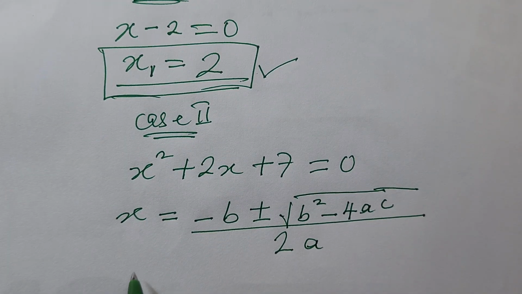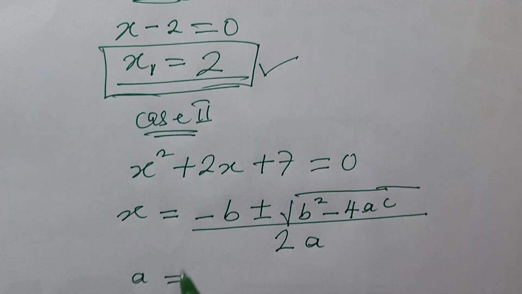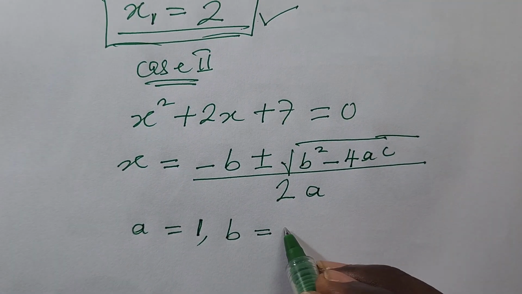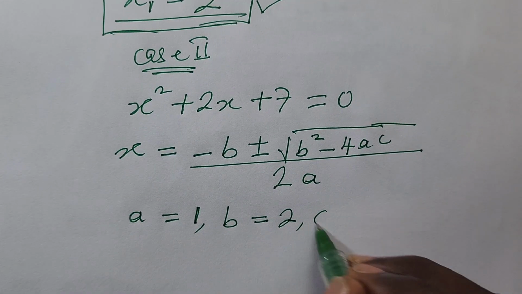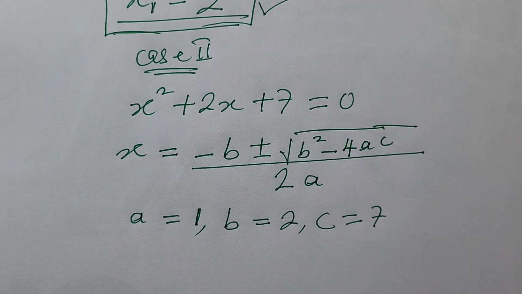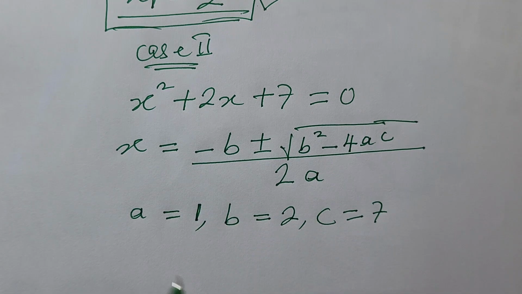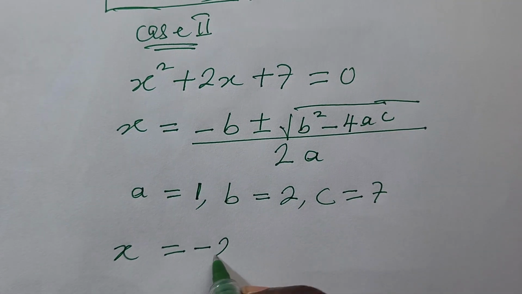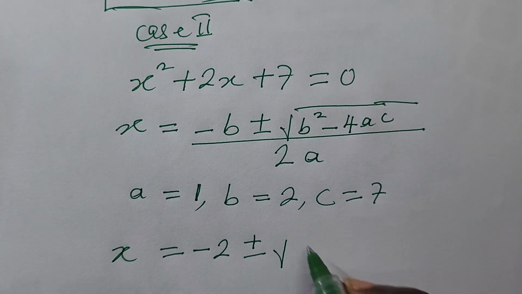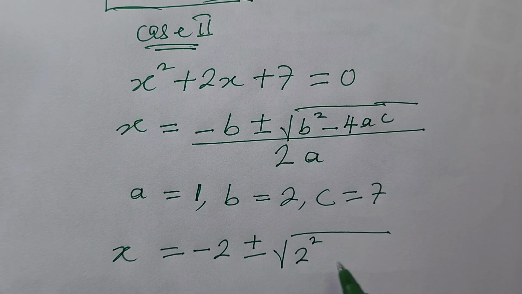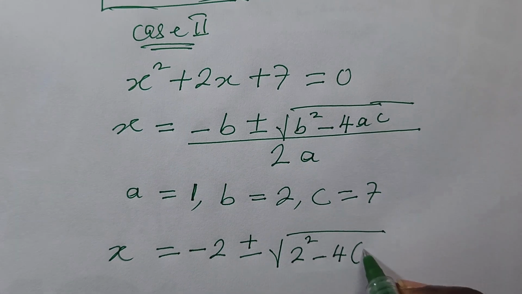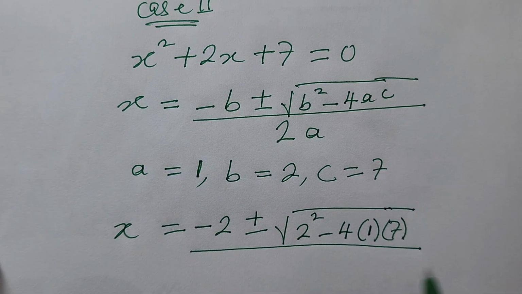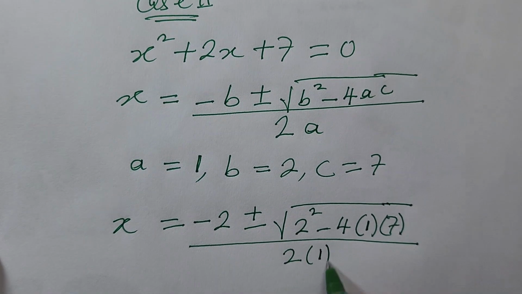Right? So what is our a? We know from here our a is equal to the coefficient of x squared, which is 1, and our b is the coefficient of x, which is plus 2, and our constant term c is equal to 7. So we want to put these values into this. Here we're going to have x will now be equal to minus 2 plus minus the square root of 2 to the power of 2 minus 4 into 1 into 7, the bracket everything all over 2 into 1.